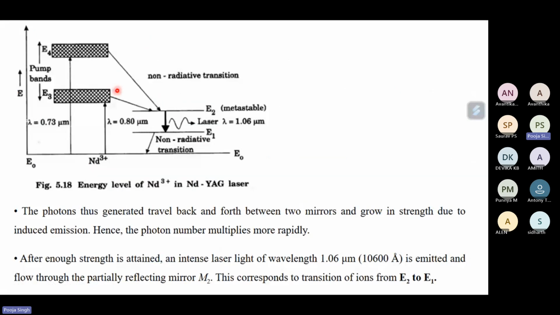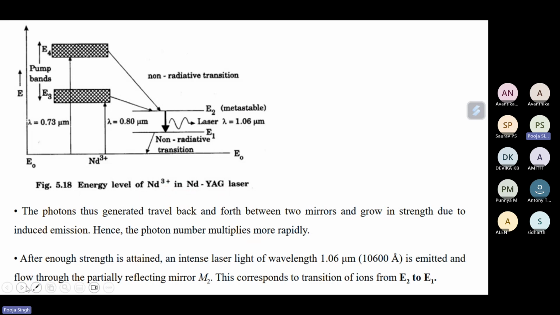Okay, so you can see from the figure, from E0 to the E3 state, and then from E3 we are pumping to the E4 state, because it is a four-level laser. And then we are de-exciting to E2. This E2 level is the metastable state. Then it goes to the ground state. Once it goes to the ground state, it will emit the laser, and this laser will have a wavelength of 1.06 micrometer, which comes in the infrared range. Okay, so this is the procedure or the transition that occurs in the neodymium YAG laser.